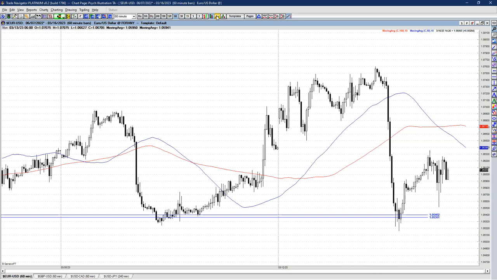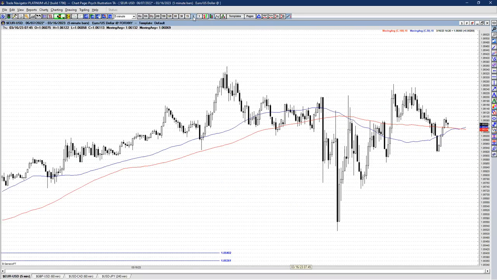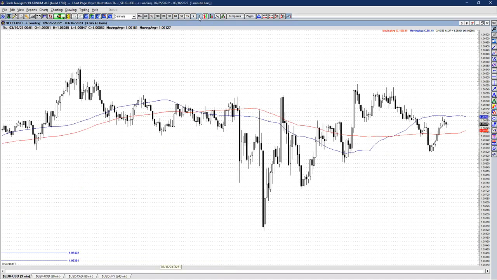Now, let's look at a 5-minute time frame. On a 5-minute time frame, this is where the typical losing trader is, or oftentimes even less. Let's go to a 3-minute time frame. So here's what a losing trader is looking at, this data right here. And let me show you what I mean by this.